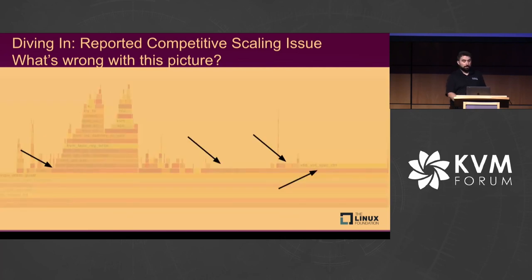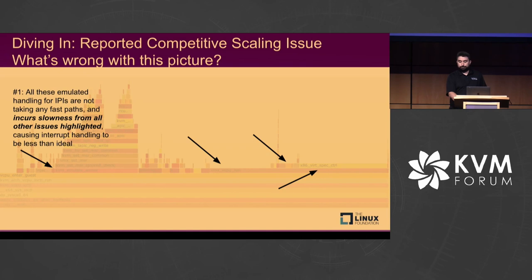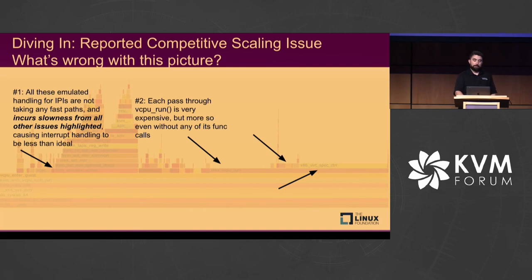There are four key things wrong with this picture. One is that the stack that shows off the IPI delivery path call chain is not taking any fast paths, meaning you can see it's actually occurring outside of the vCPU run loop. Which is not great. And we can infer that any sort of slowness that we're going to talk about in the next couple points is getting incurred on that path as well, meaning IPI delivery is slower than it should be.